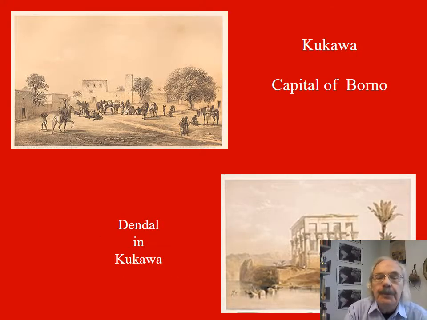These are two pictures of the capital of Borno at the time. The building on the right is referred to as the Dendal. It's in the capital of Kukawa. Al-Kanemi established this new city of Kukawa because the old capital of Borno was destroyed in the jihad.